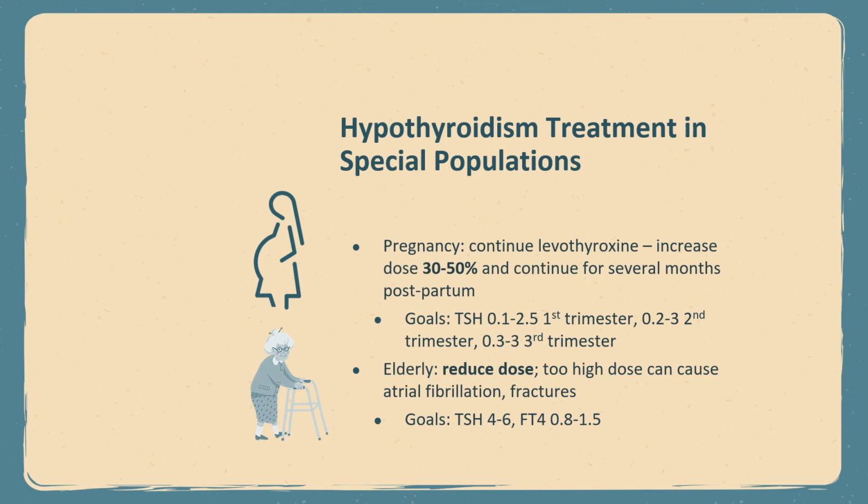Hypothyroidism treatment in special populations is a little bit different, so remember in pregnancy we increase our dose and in the elderly we reduce our dose. So in pregnancy you'll continue levothyroxine, it is safe, but you'll need to increase the dose 30 to 50%, and this will continue several months postpartum.